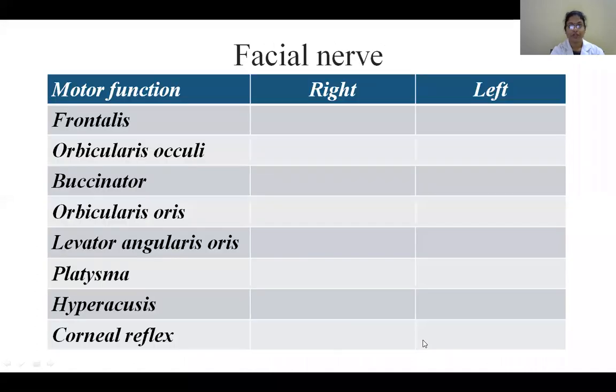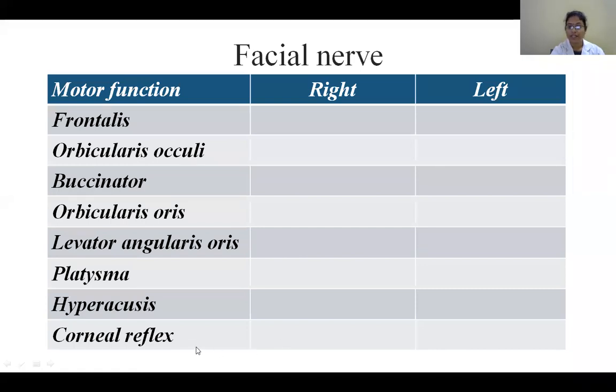So, to summarize, when you are assessing the facial nerve, we look for motor function of frontalis, orbicularis oculi, buccinator, orbicularis oris, levator anguli oris, platysma. These motor functions have to be assessed on both sides. So we assess both these muscles simultaneously to look for any asymmetry. We also look for presence of hyperacusis, whether it is absent or present, and corneal reflex, whether it is absent or present.